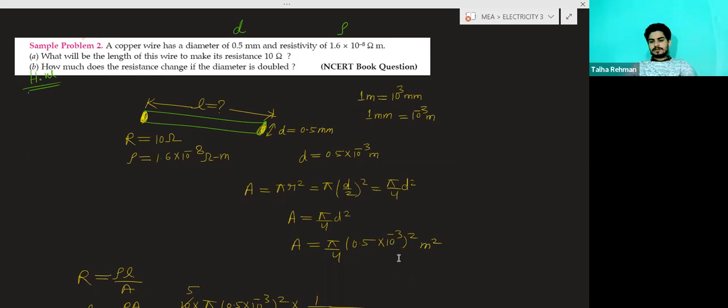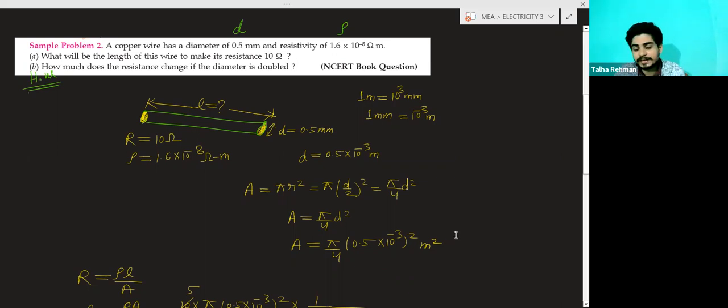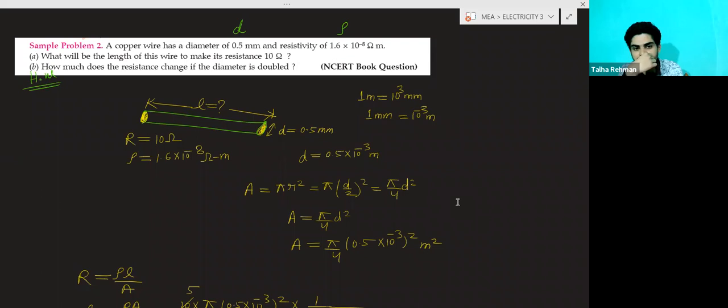In actual, if suppose this is the wire and I am increasing the length of this wire, this is a piece of wire, if I am stretching this wire, automatically the diameter will decrease. But here you will consider diameter will not decrease. Why? Because as compared to the length, diameter is small. You can see you will get length 100 meter and diameter 0.5 mm. So you can neglect change in diameter.